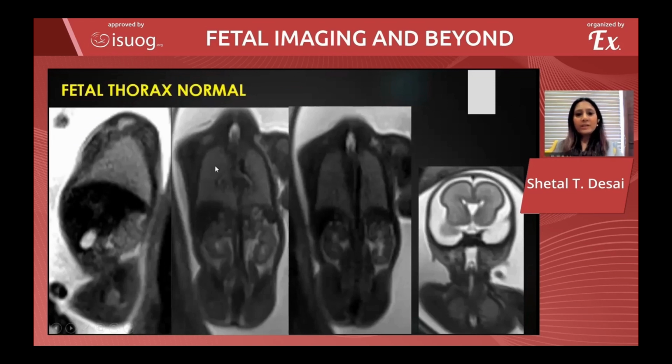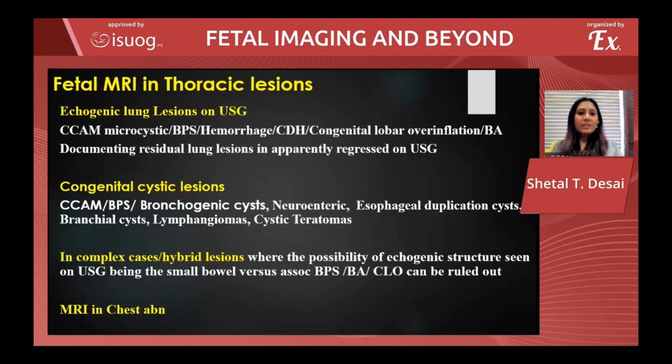Coming to the fetal thorax, this is the normal lung, as you can see on a T2 weighted HASTE, with the intermediate hyperintensity and the tracheobronchial tree, which is also well depicted. And we always evaluate the fetal hypopharynx whenever we are looking at the thorax or we suspect an esophageal abnormality. Echogenic lesions on ultrasound, congenital cystic lesions or hybrid lesions are well characterized by fetal MRI.